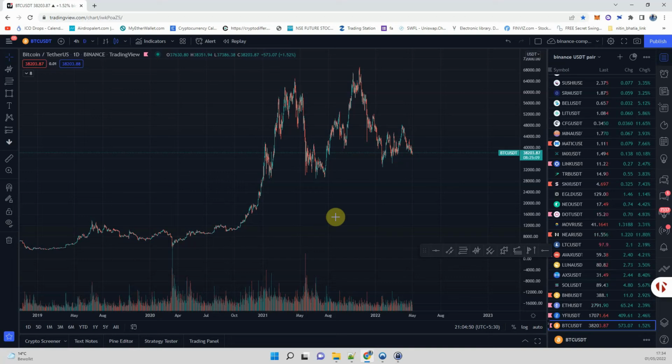Crypto Addictor here. Today I'm going to talk about the Anchor VWAP and how to use Anchor VWAP in order to find a trend. So let's get started.